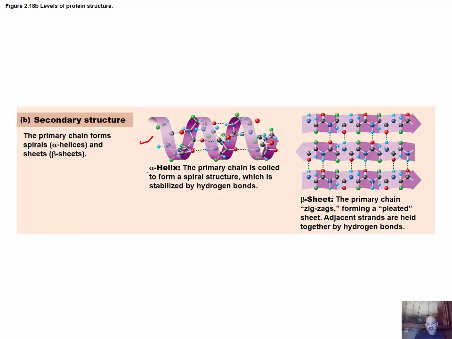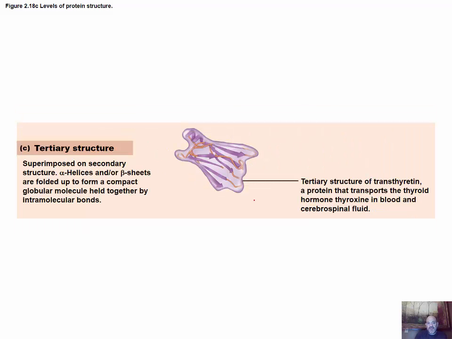And the alpha helix there shows a coiling, and that's due to interactions between adjacent amino acids. And then the beta pleated sheets also show interactions, and you can see these interactions include hydrogen bonding between those adjacent or nearby amino acids. And then if we have further folding of secondary structure, then we get tertiary structure.